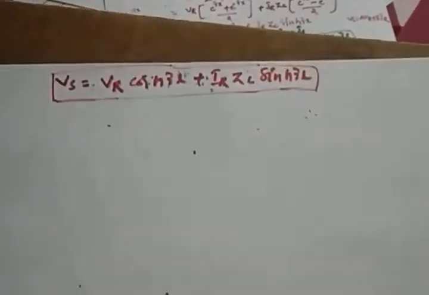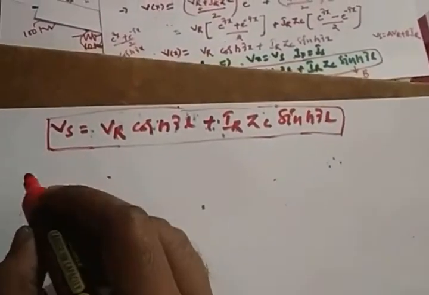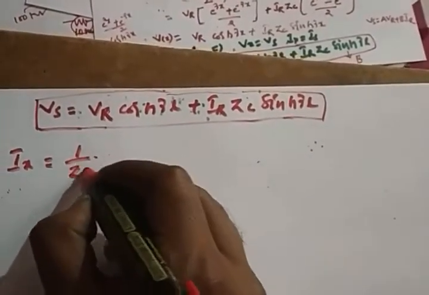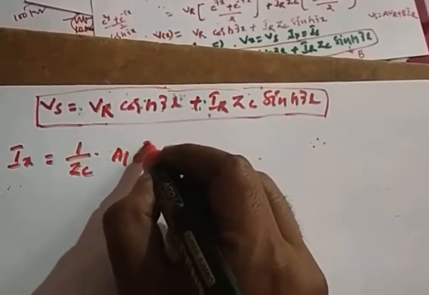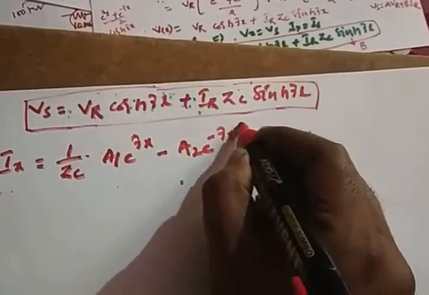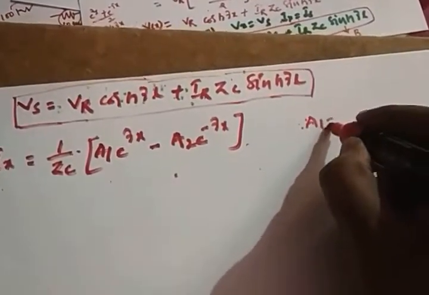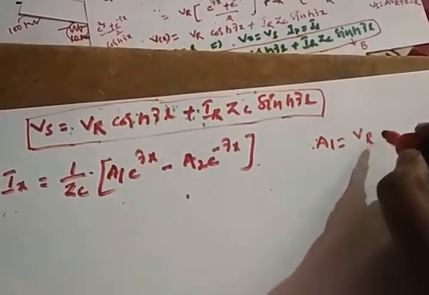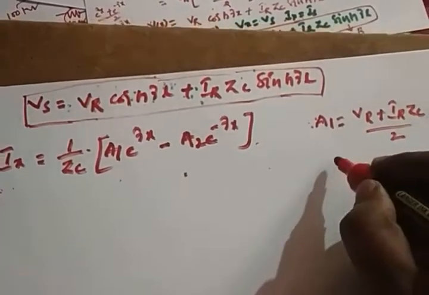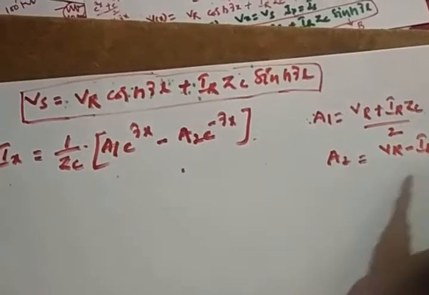Alright. Now you just substitute in the form of Ix. So you know the value of Ix. So Ix is equal to 1 by ZC times A1 e power gamma x minus A2 e power minus gamma x, right? So you know the value of A1. A1 is equal to VR plus IR ZC by 2. And A2 is equal to VR minus IR ZC by 2.